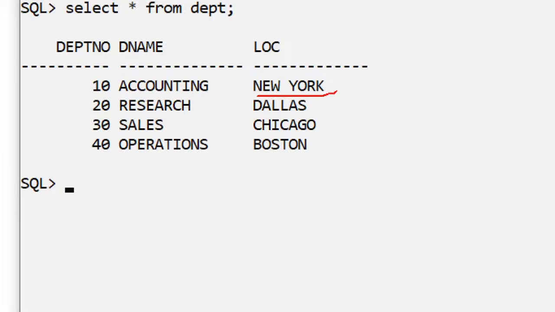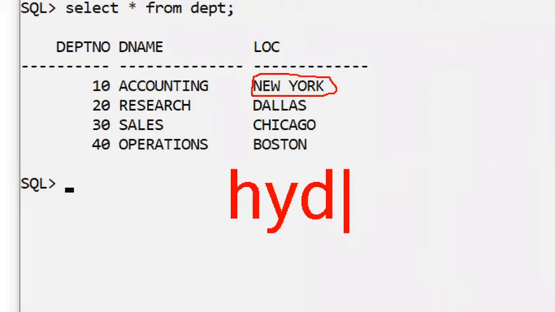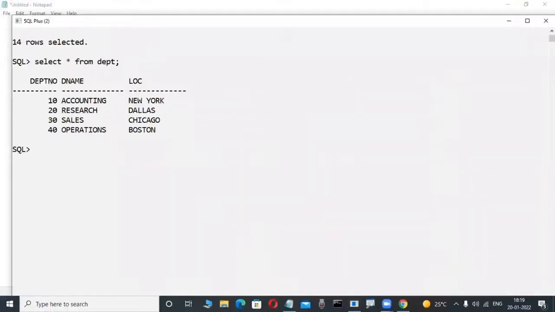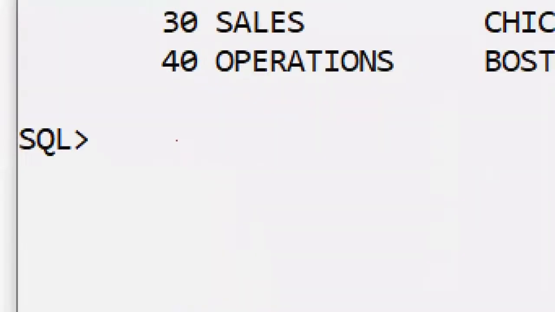Observe here. New York is a city, for example. In my project, I want to change this New York location into Hyderabad as the location in my project. Suppose I want to change this in the relational database. How can I do it? Just at the SQL prompt, we use the SQL language.